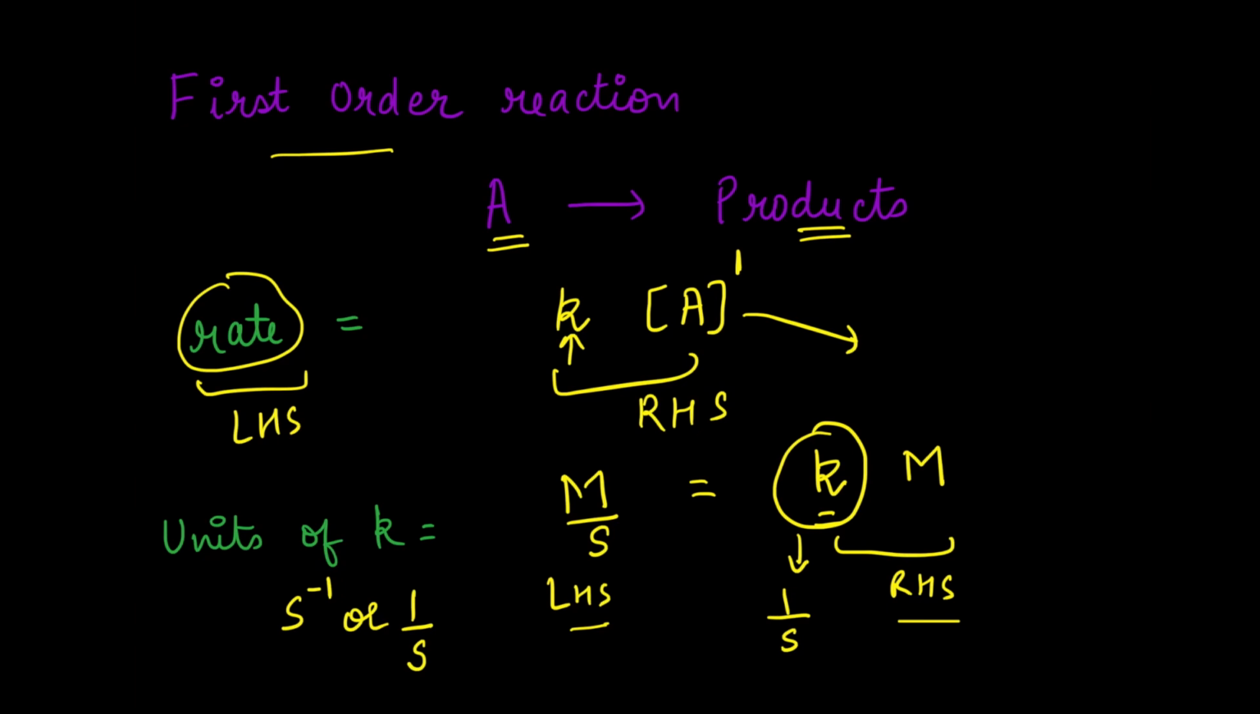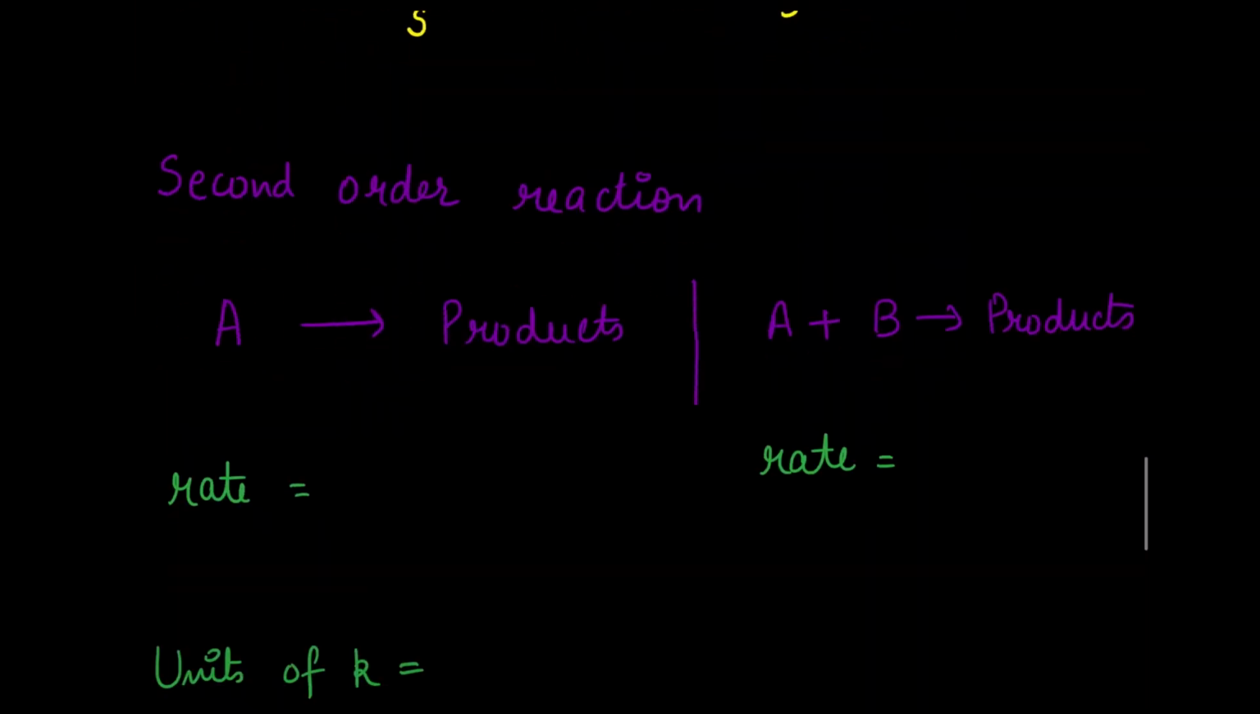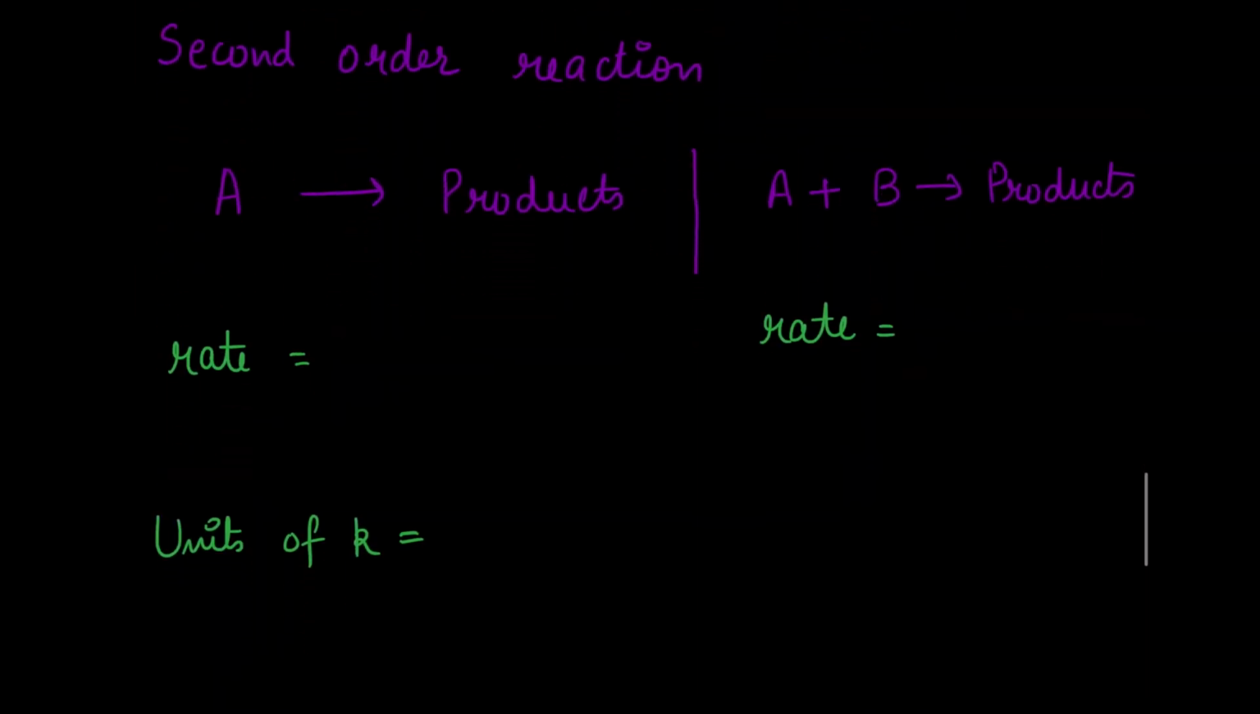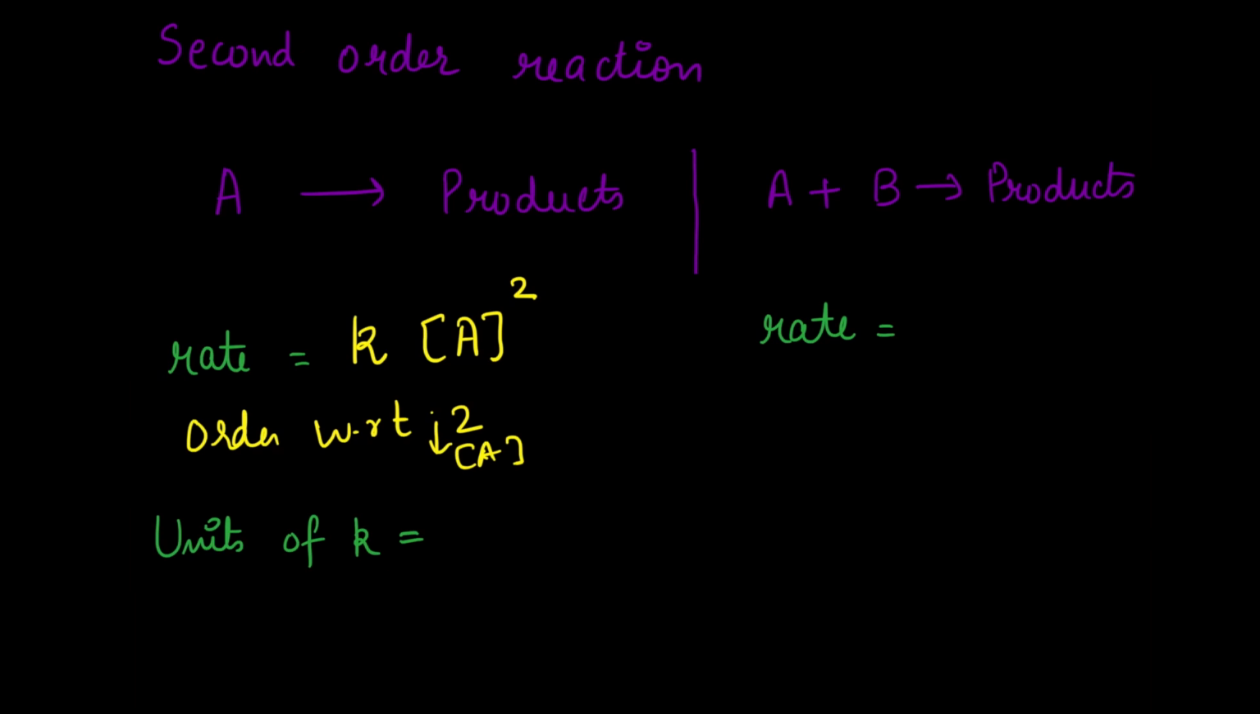Now let's begin with the second order reaction. So in second order, as the name suggests, the rate should be K A raised to the power 2. So the order with respect to A is 2. But then you can also have two reactants participating. For example, you can have A and B both.